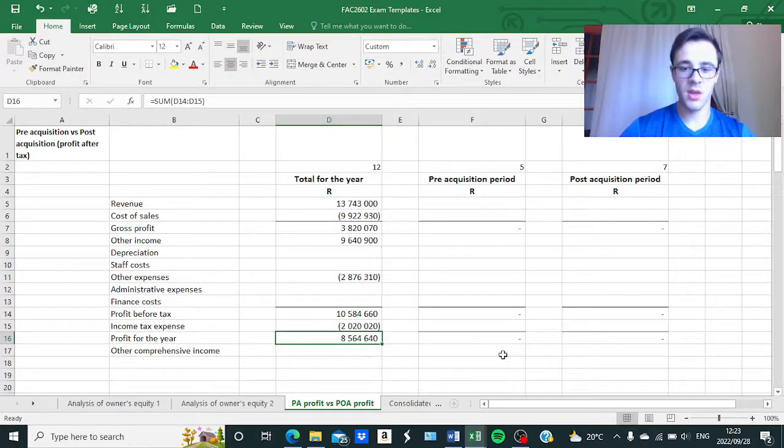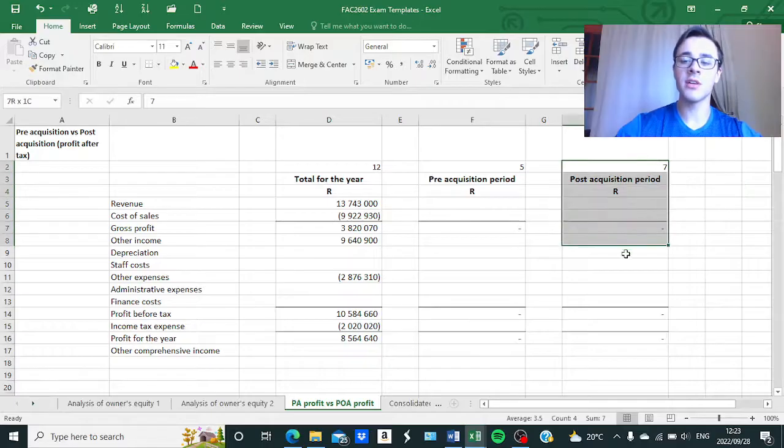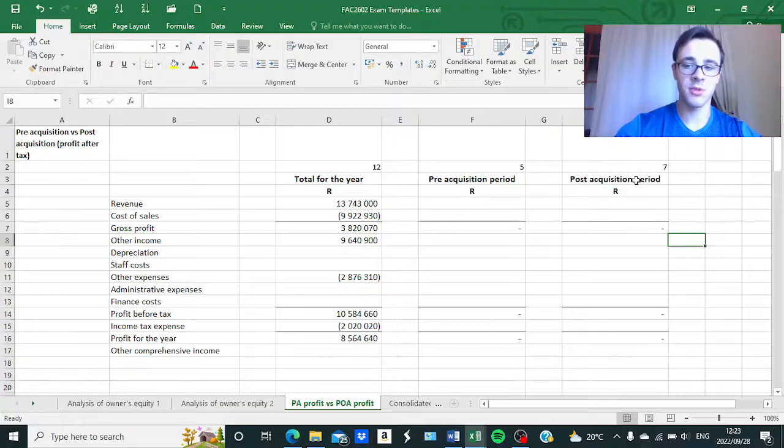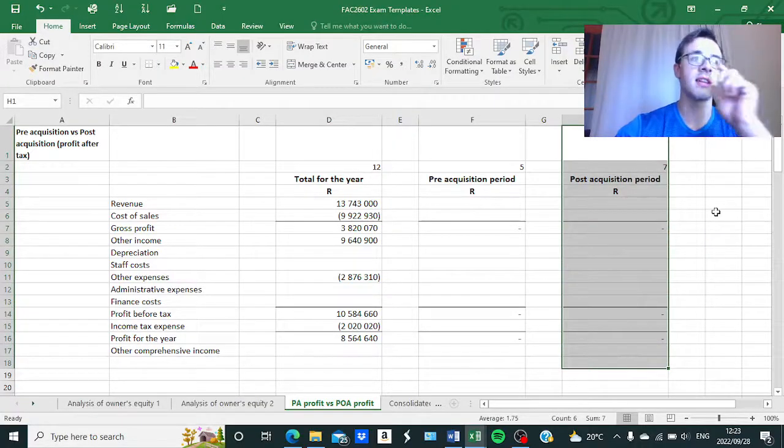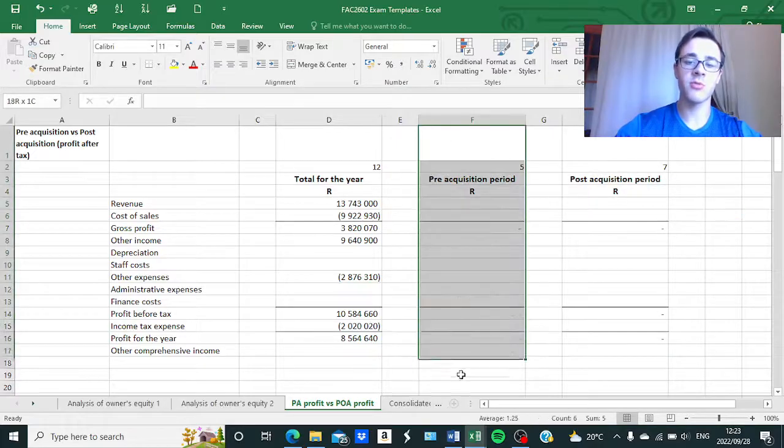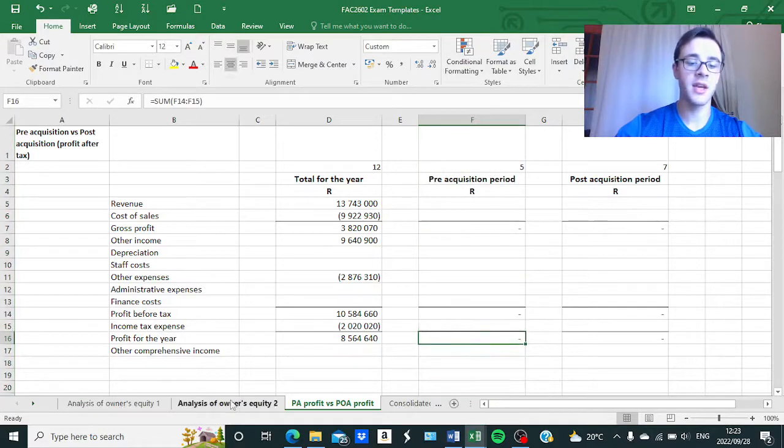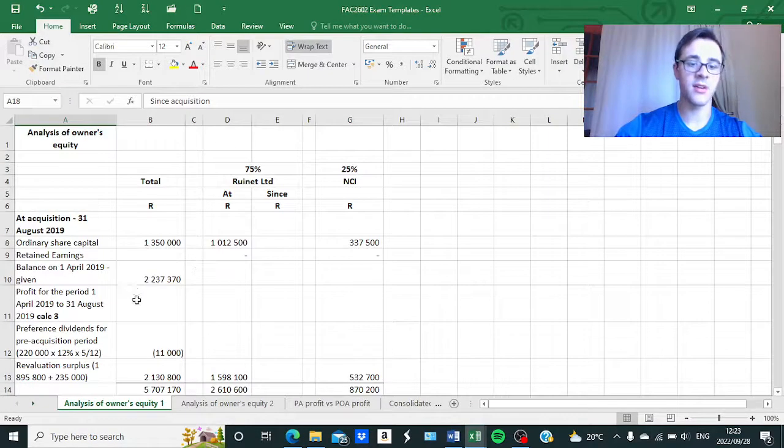8,564,640. Okay, now as I've indicated in my previous lesson regarding the acquisition of an interest in a subsidiary during the current year, we will only include the amounts for the post-acquisition period in the consolidated statement of profit or loss, because only then can it form part of the group's income and expense items. And the pre-acquisition amounts will be used to calculate the pre-acquisition profit, which we will use again to calculate the balance of retained earnings on the date of acquisition.